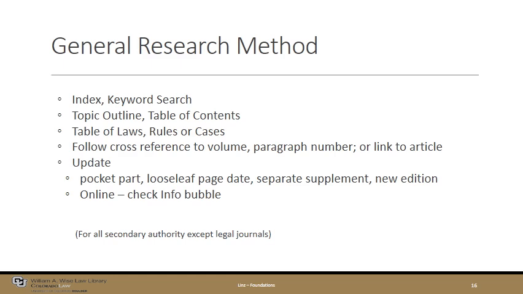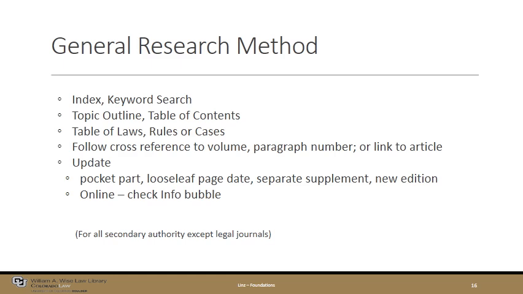Treatises in secondary authority typically have something called a table of laws, rules, or cases. This is very useful in that if you have a particular case name or statute that you want to understand, this table will tell you where within the publication that case or that statute is being discussed. So it's a quicker way in some ways than using an index to get to the commentary on that particular statute. Of course, once you find the cross-reference from the index or the outline, you follow that to find the volume and paragraph number within the print publication, or you link to the article itself.